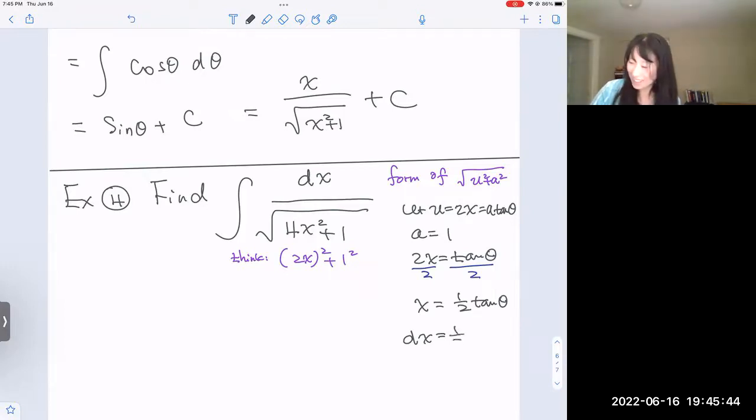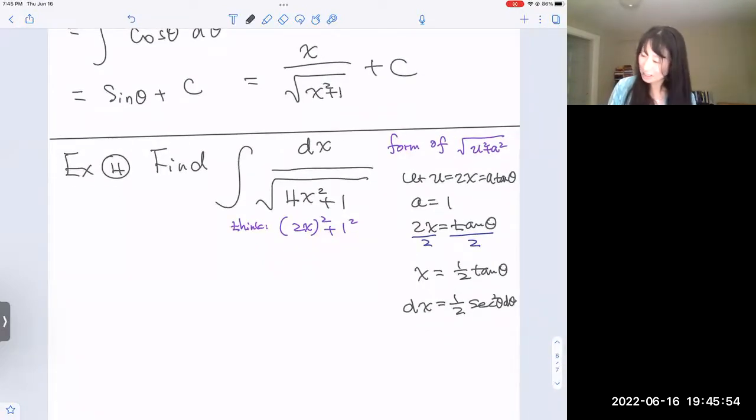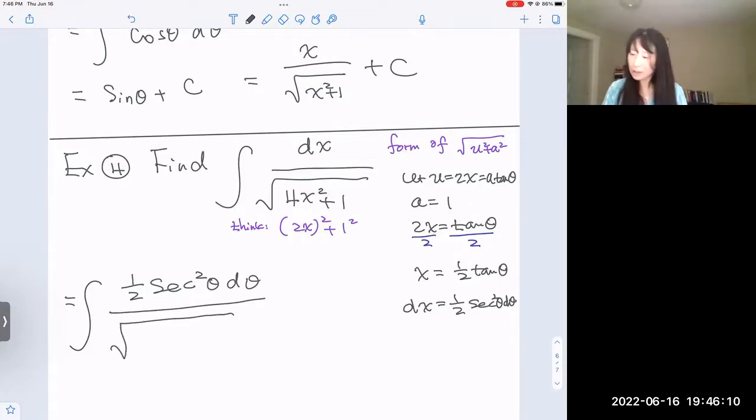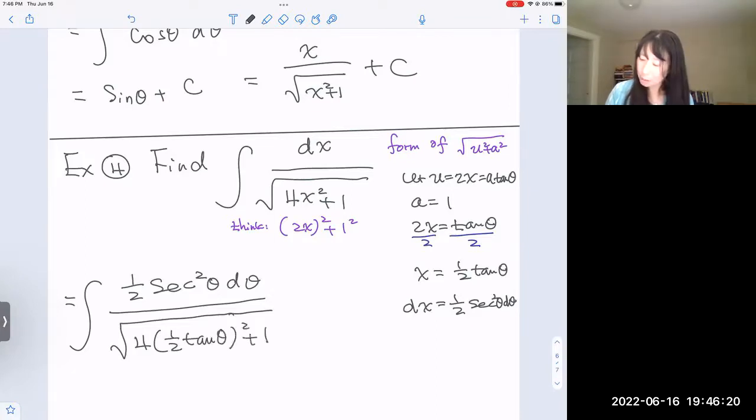Divided by two. Yes, 1/2 secant squared theta d theta. You're right. Okay, good. Now we have dx, which is 1/2 secant squared theta d theta over 4x squared, which is tan squared theta plus 1, right?